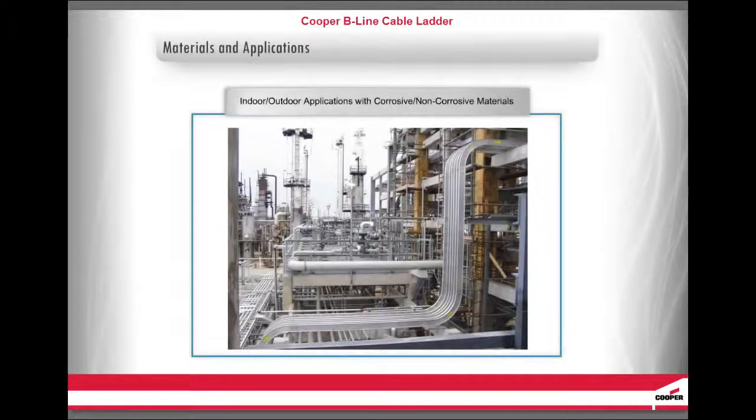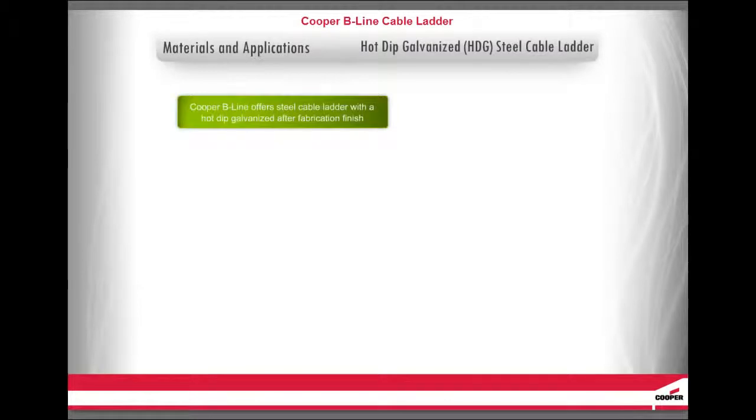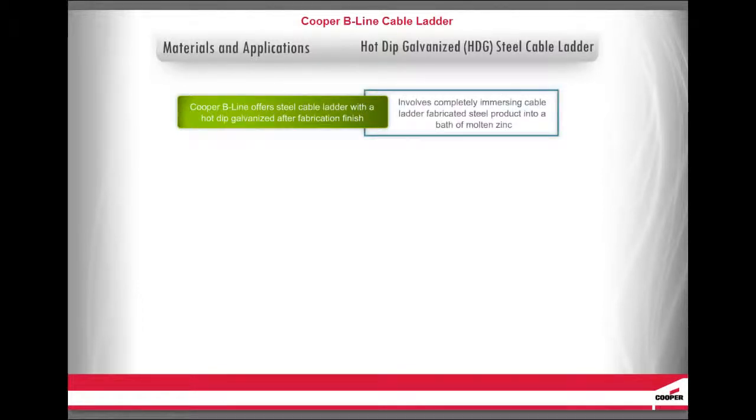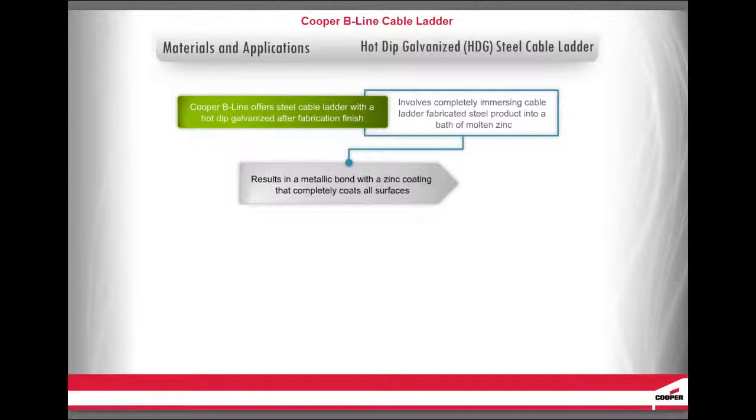We will begin by taking a look at the indoor and outdoor applications, along with the corrosive and non-corrosive materials. Cooper Beeline offers a steel cable ladder with a hot dip galvanized after fabrication finish. This process involves completely immersing the cable ladder fabricated steel product into a bath of molten zinc. This results in a metallic bond with a zinc coating that completely coats all surfaces, including edges and welds. Hot dip galvanized steel cable ladders are ideal for applications in an indoor or outdoor non-saline environment.